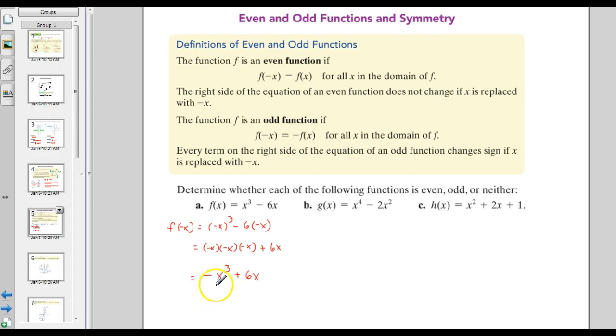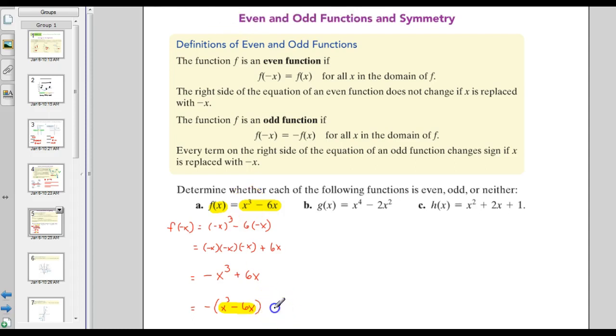Now if you look, I could pull this negative out here. There's a leading negative. If I pull it out, I end up with a negative and then parentheses x cubed, minus 6x. And if you look, if I distribute that negative back through, I get negative x cubed, and negative times a negative is a positive 6x. Now, these two things are the same. But if you look, x cubed minus 6x is what I originally started off with. That is f of x.